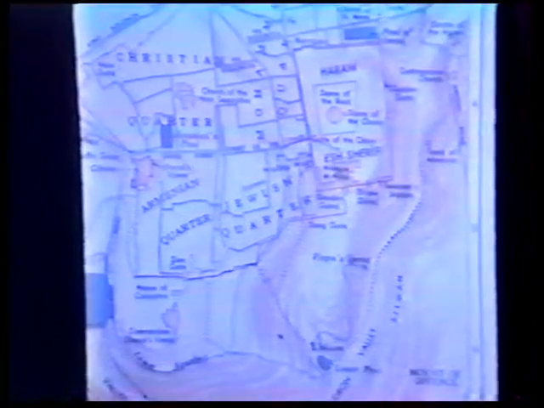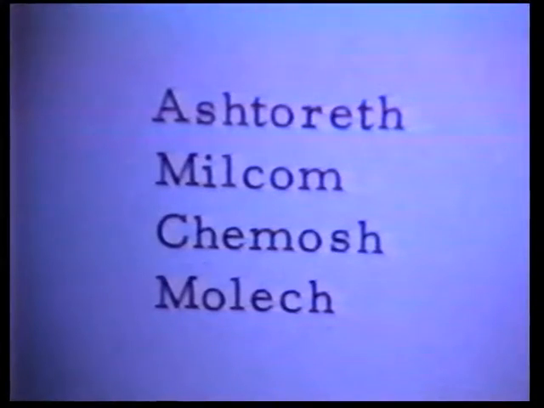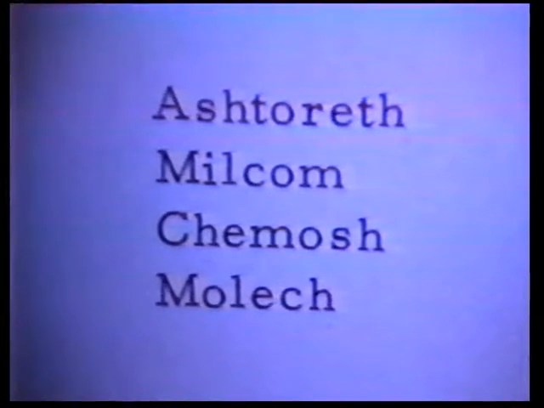There is a hill today called the Hill of Offense. This is just southeast of Jerusalem. Here, it is believed, Solomon built high places and altars for his wives. He worshipped Ashtoreth, the goddess of the Sidonians, Milcom, the abomination of the Ammonites, Chemosh, the abomination of Moab, and Molech, the abomination of the Ammonites.